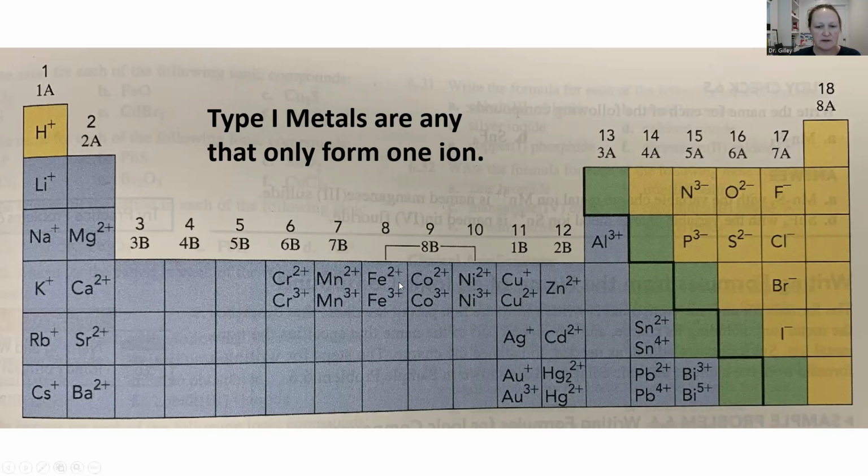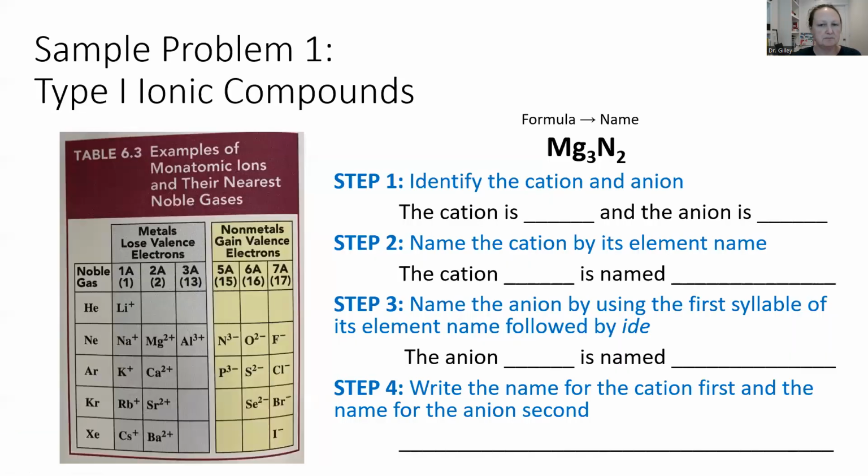Some of these others are going to form more than one ion, and we'll talk about those later. Those are called type 2 metals. But we're starting with type 1, excuse me. Okay. So let's do some sample problems.